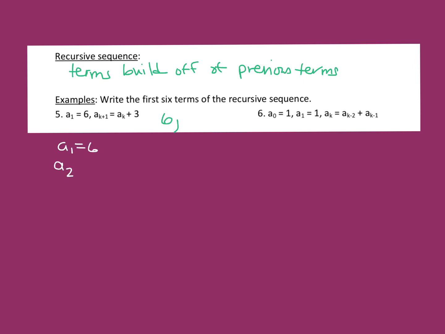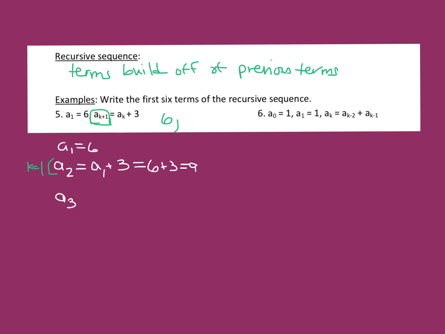To find A2, we're going to look at this formula right here, and you'll notice this formula says A sub k plus 1. Remember, A sub something means A subscript. In that case, our k is equal to 1, because A of 1 plus 1 is going to be A of 2. So I'm going to write this as A sub 2 is equal to A1, because 1 is what k is, plus 3. I already know that A1 is 6 because they told that to me, so this is going to be 6 plus 3, which is 9.